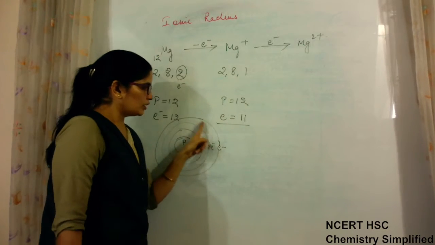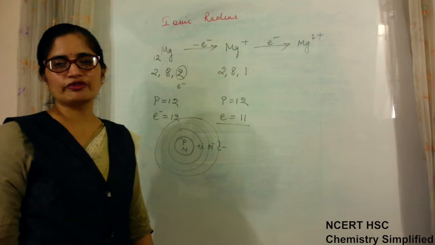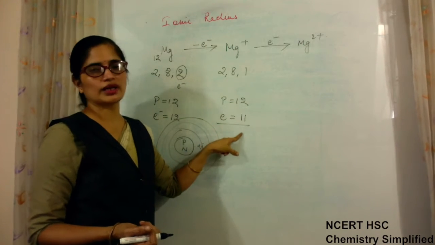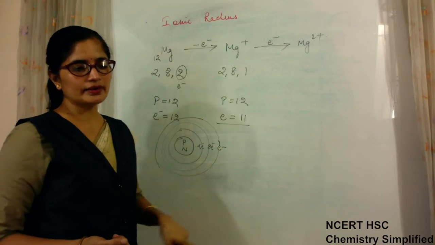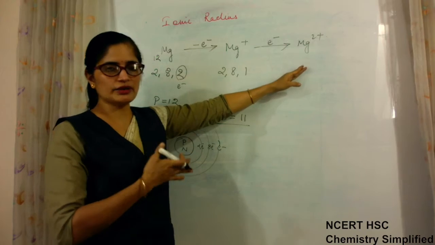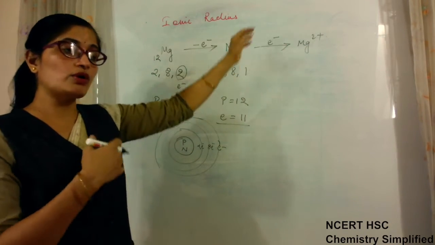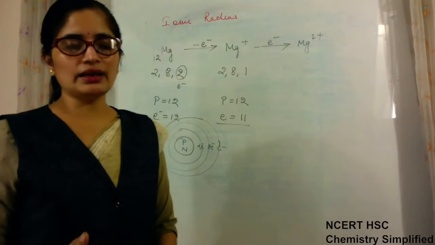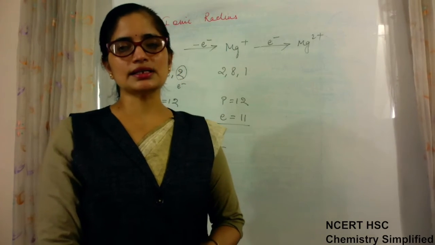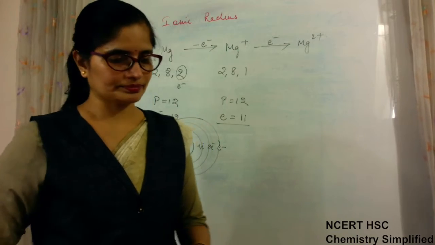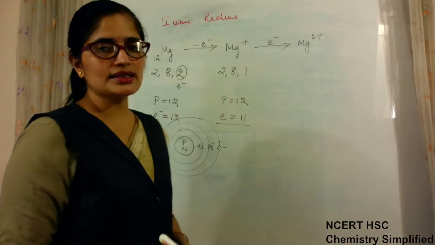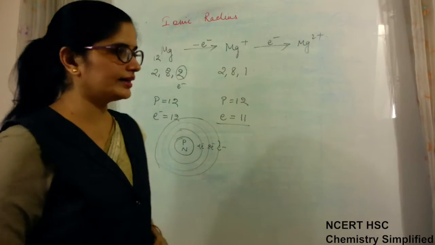So loss of shell is not the reason for reduction in size. What is the reason? Proton number is more than electron number. Is it clear? Furthermore, when Mg2+ is formed, size will be reduced even more. With 3+ for any element, the size will be reduced further still. The more the charge, the smaller the size of the cation. So cationic radius is always less than the atomic radius.